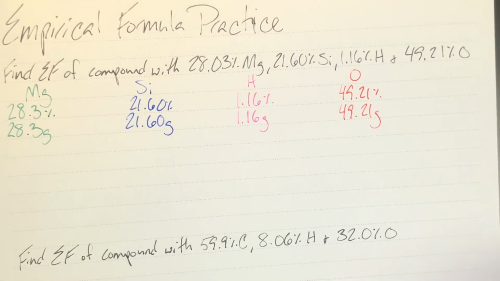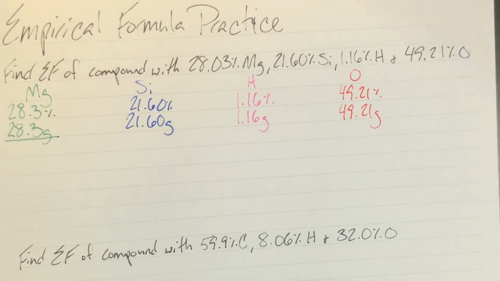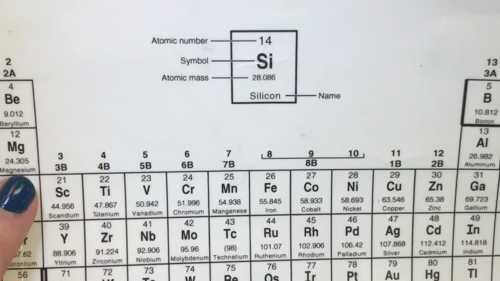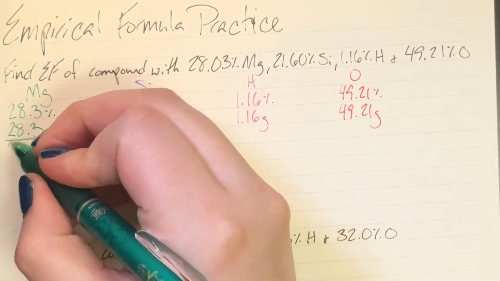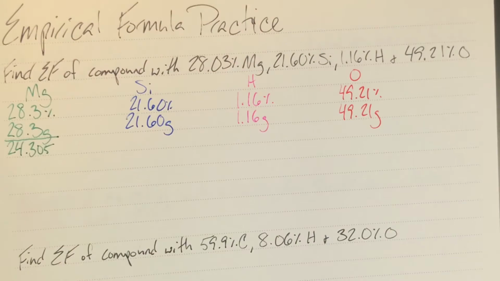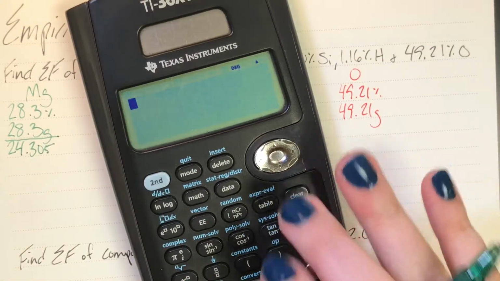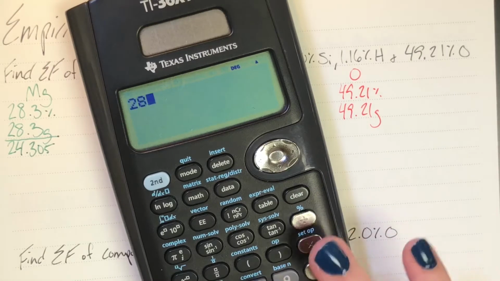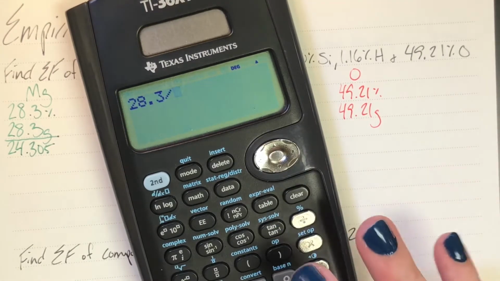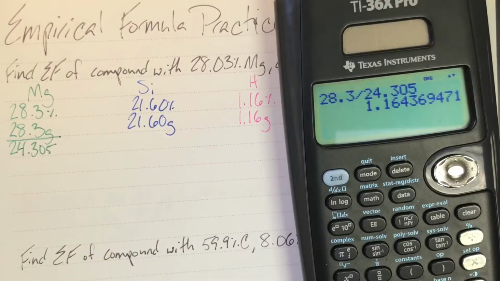So that's percent to mass. Now my next step is mass to mole. I'm going to be dividing each of these by their mass from the periodic table. Magnesium's mass on the periodic table is 24.305. So 28.3 divided by 24.305 will give me this long number.